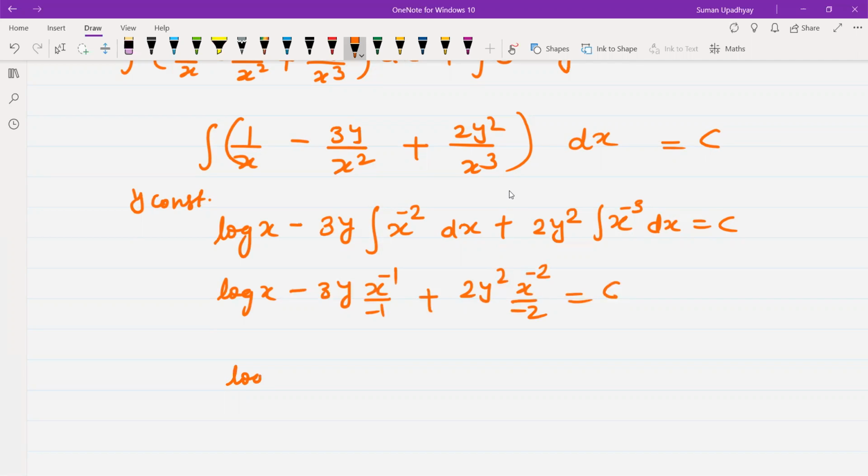Now tell me, the final answer is going to be log x. This minus will become plus, so 3y upon x. Why 3y upon x? Because x raised to minus 1 is there, so that will go in the denominator. Then minus, this 2 and this 2 will get cancelled. This minus is there, so that minus I wrote over here, and it will become y square upon x square, in the denominator because x raised to minus 2 is there, equals c. So this is your final answer: log x minus 3y upon x minus y square upon x square equals c.